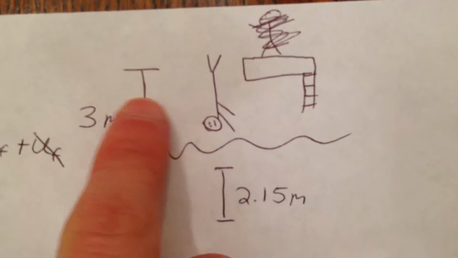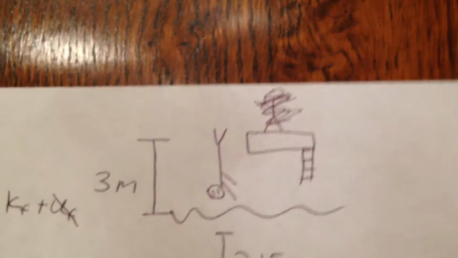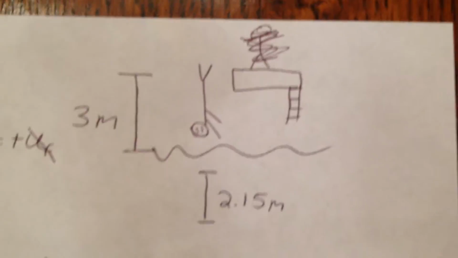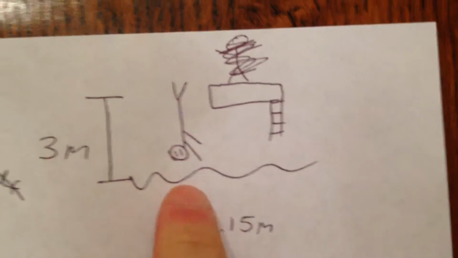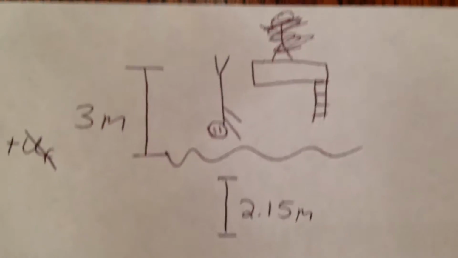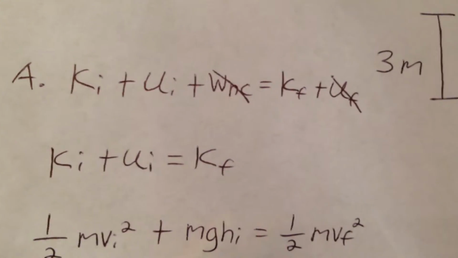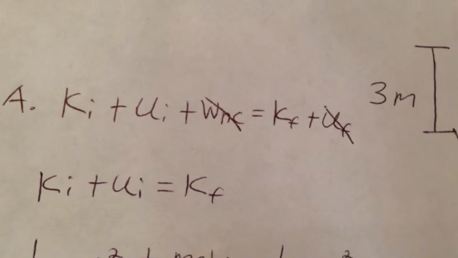Alright, so when he jumps off, right before he hits the water, that's going to be 3 meters. That's the initial height. And when he hits the water all the way to the final, that's 2.15 meters. That's the final height. So in part A, they want us to find the speed when he hits the surface of the water.